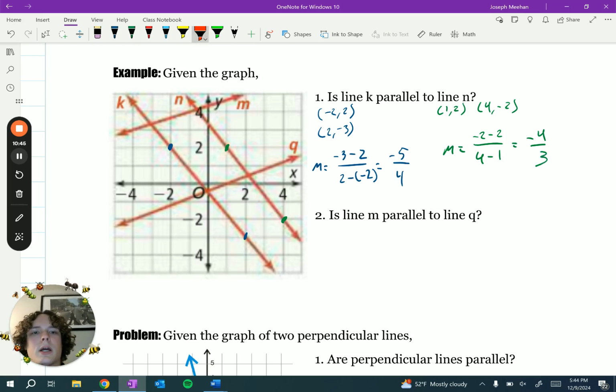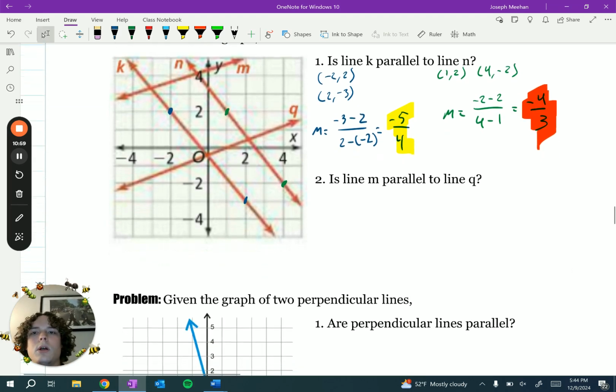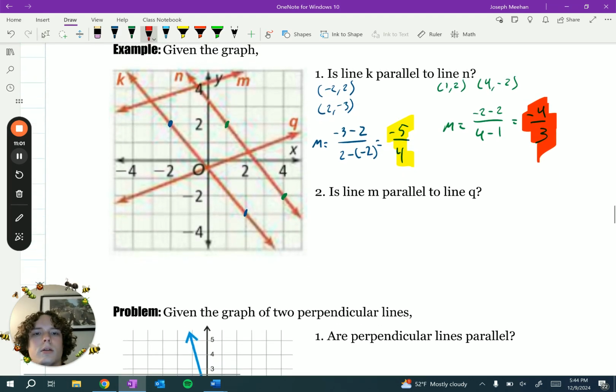Look at that, we have different slopes. We have a slope here that is -5/4 and a slope here that is -4/3. And so these lines are not parallel. Although on the graph they look parallel, at some point they are going to intersect because they have different slopes. Let's try line M and Q.